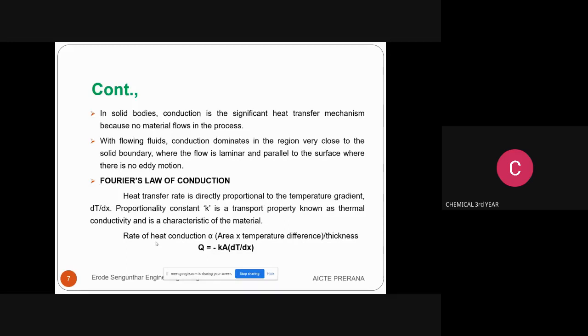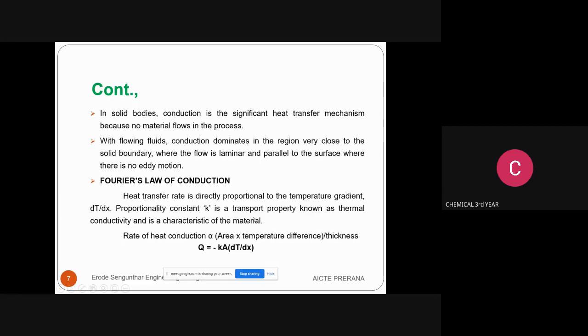Then what is the law we can use for the conduction mode? We have Fourier's law of heat conduction. Fourier suggested one law for the heat conduction process, and in this he stated that the heat transfer rate is directly proportional to the temperature gradient. Definitely, if the temperature gradient value increases, the heat transfer rate will also increase. That is what we have mentioned here: heat transfer rate is directly proportional to the temperature gradient.